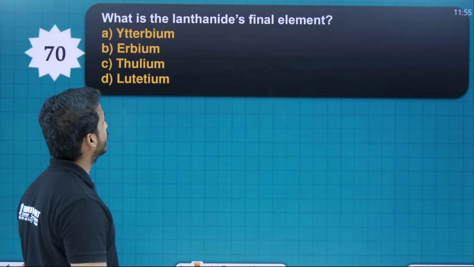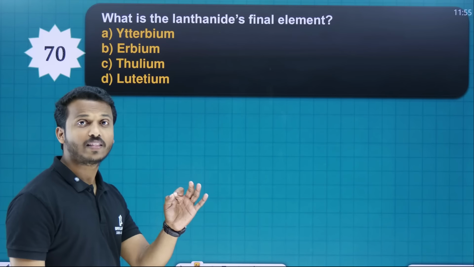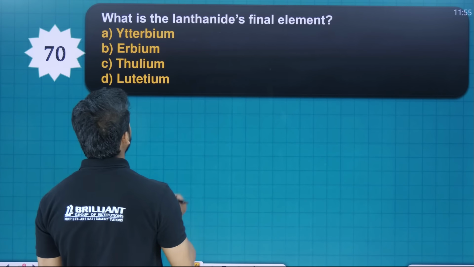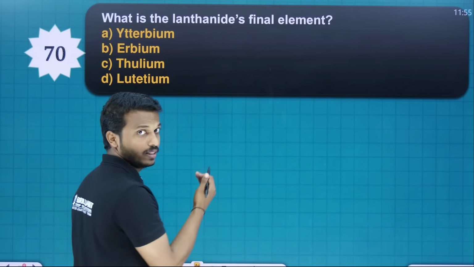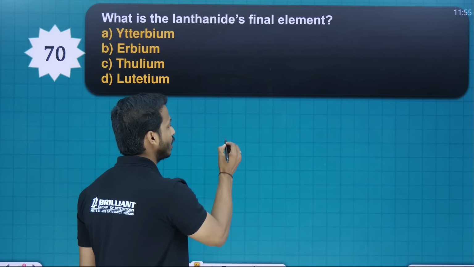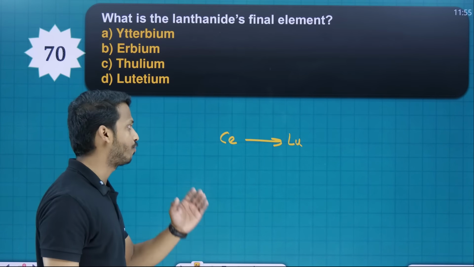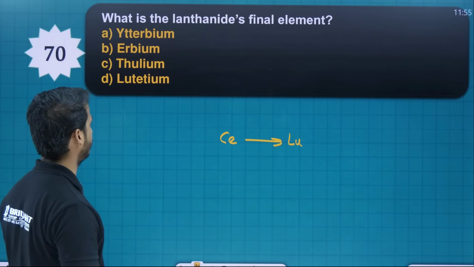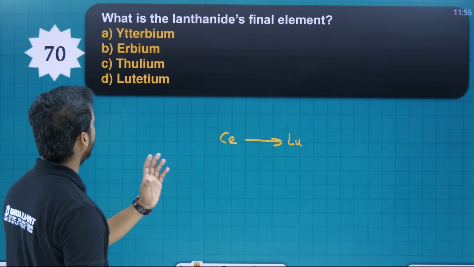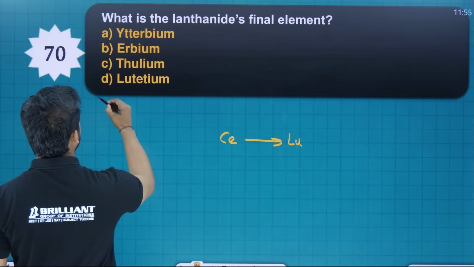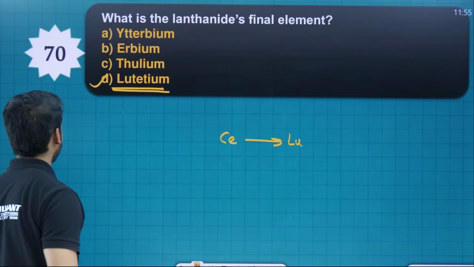What is the lanthanide's first element? Lanthanides start from where? They are asking for the final element of the lanthanides. Lanthanides start from cerium to lutetium. Actinides start from thorium to which one? Lawrencium. Okay, what is the lanthanide final element? Lutetium. Lutetium is the final element.